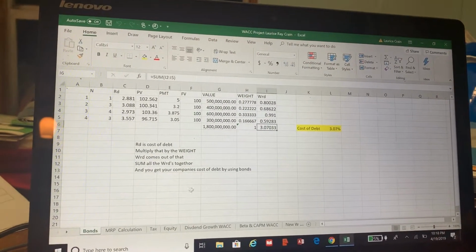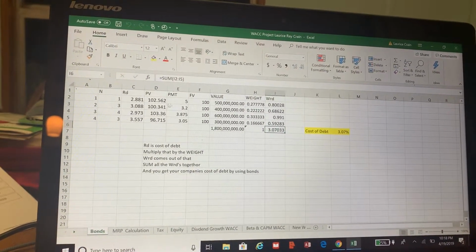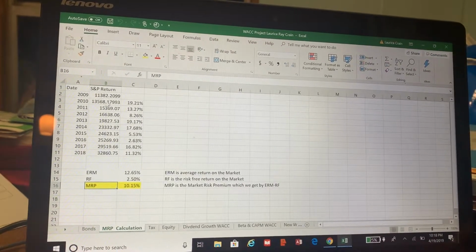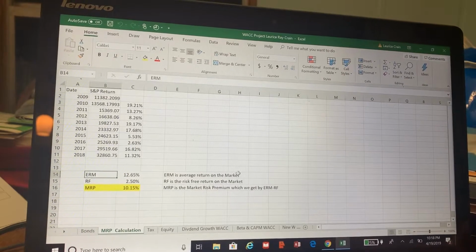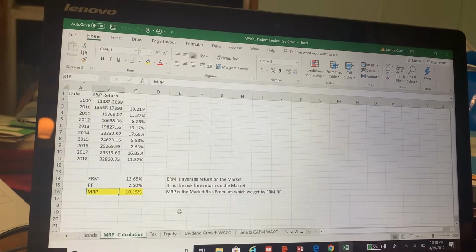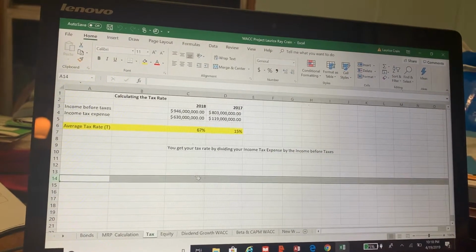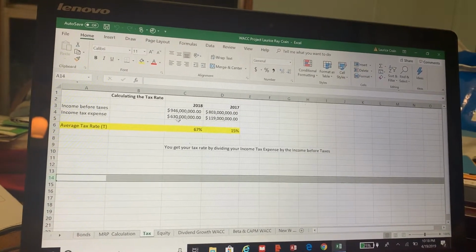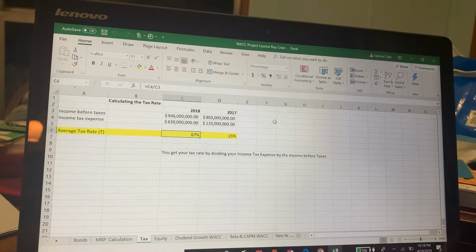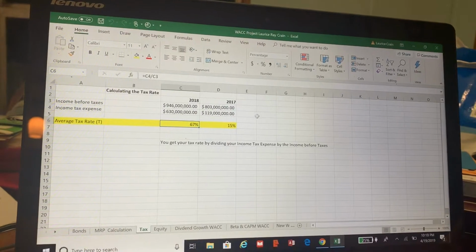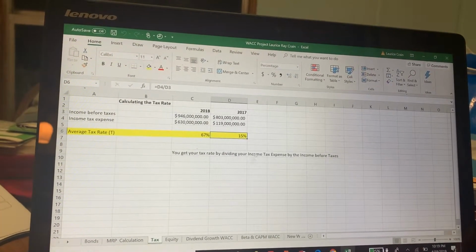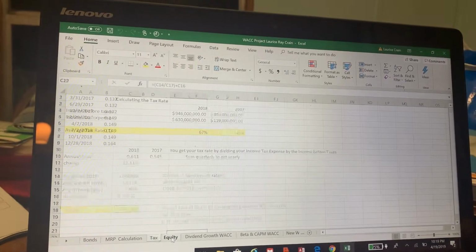So right over here we have all the stuff that we use to calculate our cost of debt and our market returns. Our expected market return minus our risk-free rate gives us our MRP, which comes out to be 10.15%. You take your tax expense divided by your income before taxes, and that gives you your average tax rate for that year. This is a little high, but it was so low last year. The average comes out to about 40%, which is the industry average, so don't be alarmed by that.